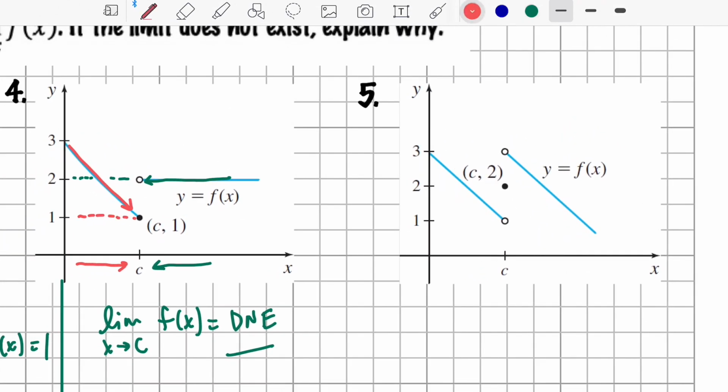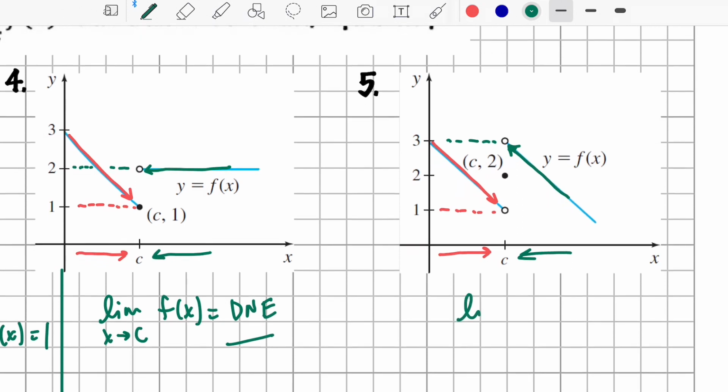Same thing, we're going to approach from the left first. So if I approach from the left, what's my graph approaching? It's approaching 1. And if I do the same thing, but this time from the right, and I follow my graph, it looks like it's approaching 3. So the one-sided limits are not the same. So we say that the limit as x approaches c of f of x does not exist.